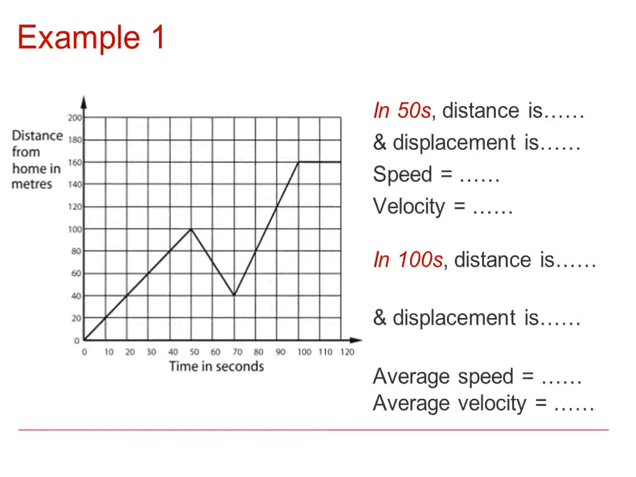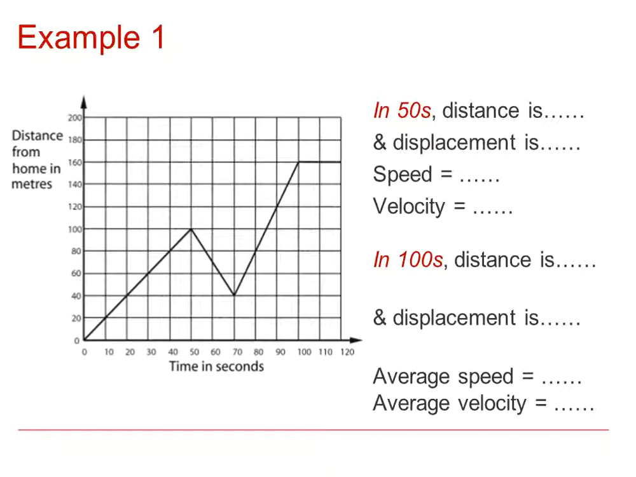If I use the vector quantity of displacement, I could describe this as she travelled forwards with a displacement of 100 metres in the first 50 seconds. Between 50 and 70 seconds, her displacement was minus 60. Between 70 and 100 seconds, her displacement was a positive 120 metres until she arrived at the bus stop.